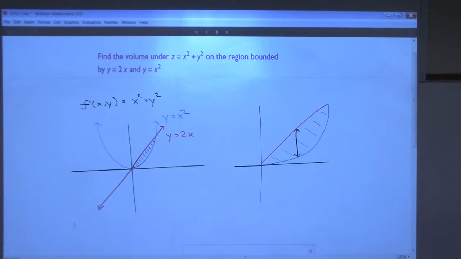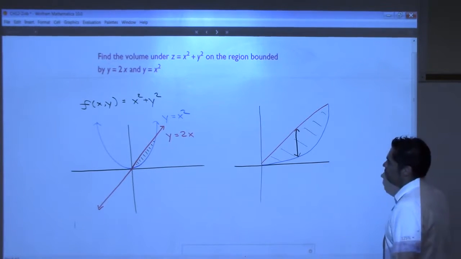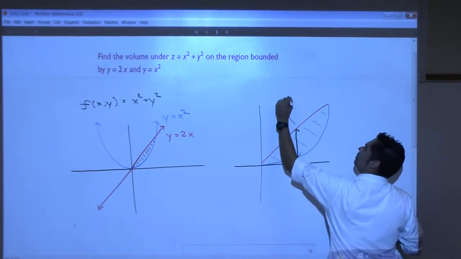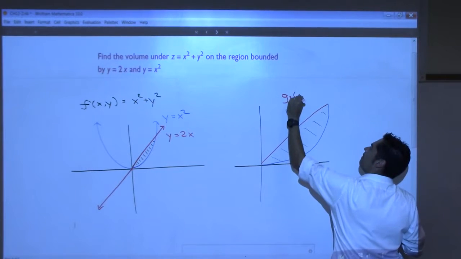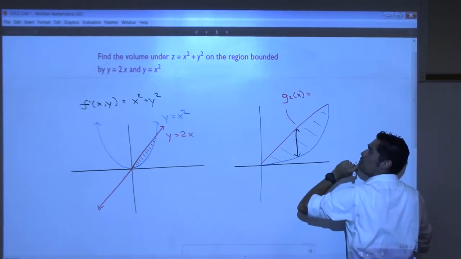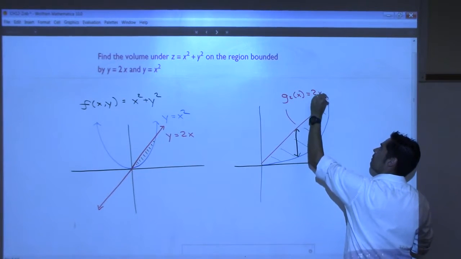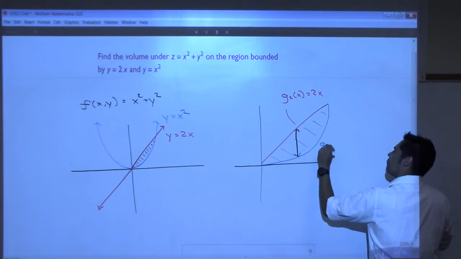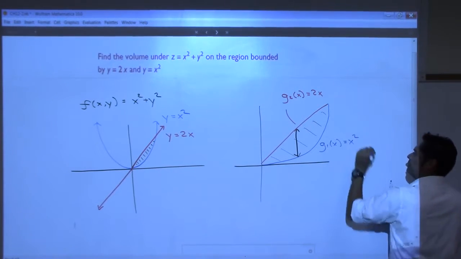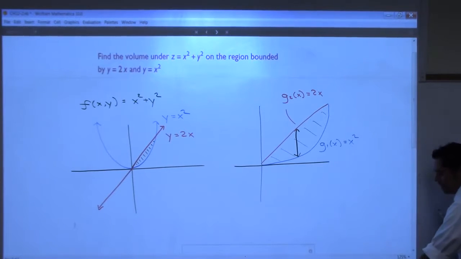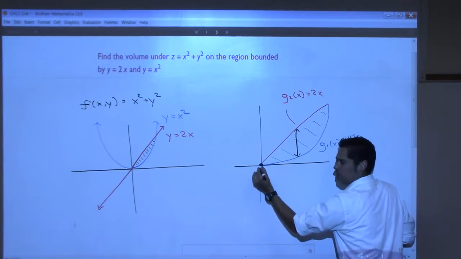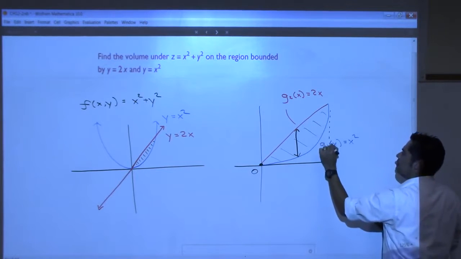Yes? Okay, so what's the top function written as a function of x? G sub 2, right? And 2x. And then G sub 1 is the one on the bottom, and that's your x squared. What still remains to be found? The intersection, right? Now this one I think we can all agree we don't need to go find, right? 0? But we do need this one.